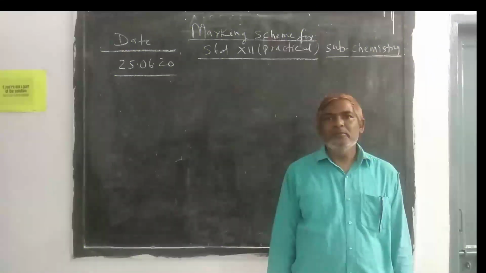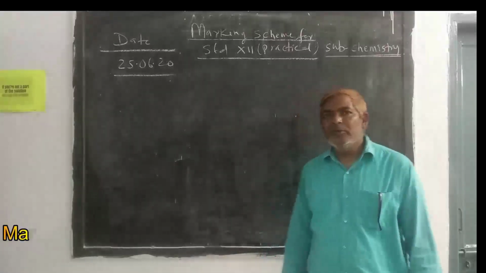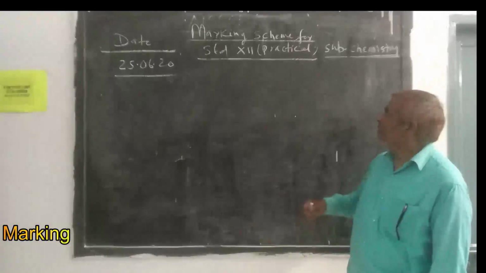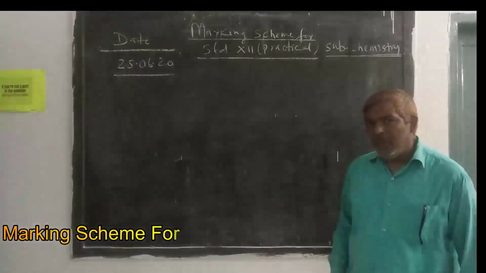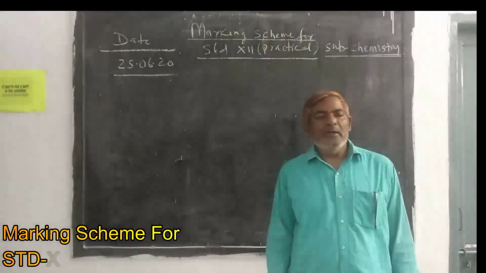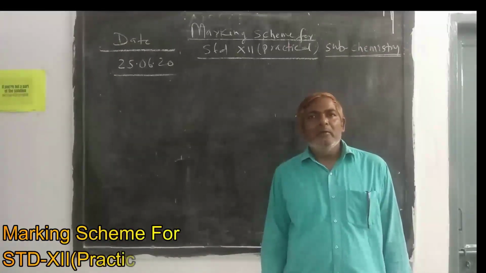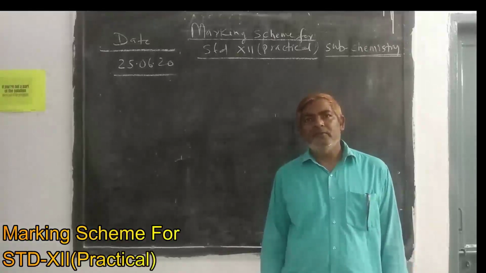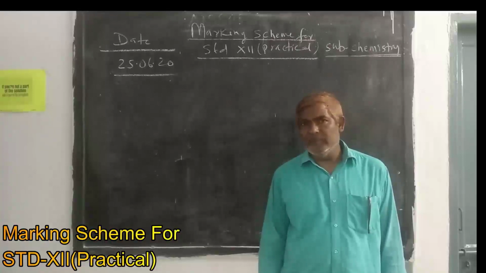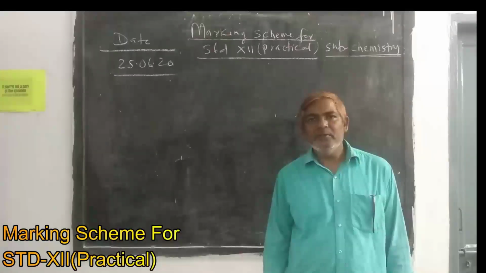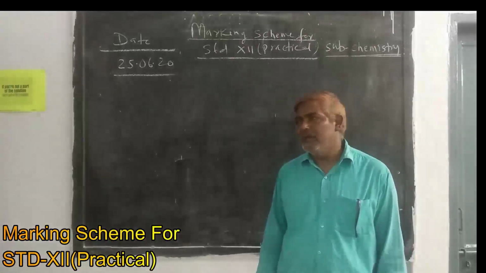Today I am going to start chemistry practical. First of all, I am going to discuss the marking scheme for chemistry practical. Chemistry practical contains three heads, that is volumetric analysis, salt analysis, and content-based experiment. I am going to discuss the distribution of marks in the different experiments.